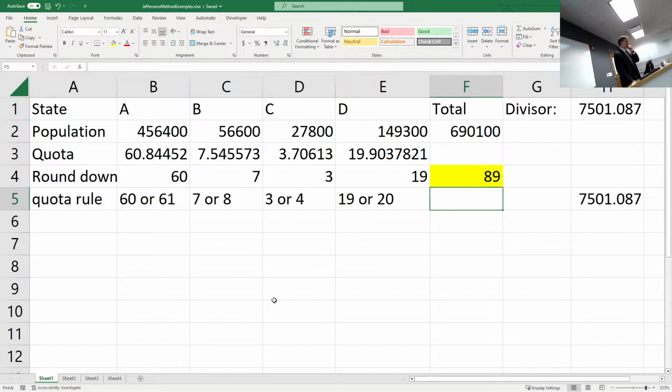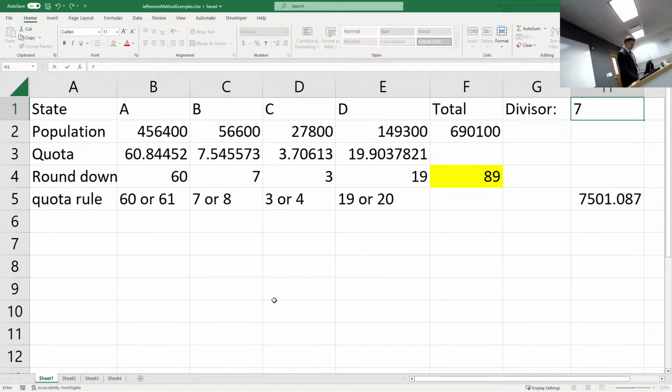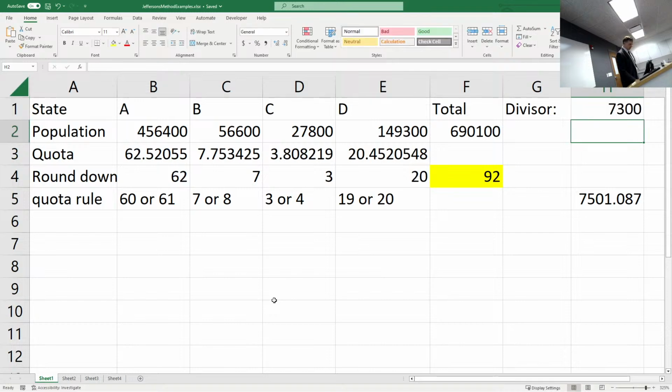Now we'll do Jefferson's method. Jefferson's method says we're rounding everyone down, which is what I did here. I rounded all these down. You can see 60.8 became 60, etc. And I ended up with 89. That's low, so I need to reduce this to, say, 7,300.